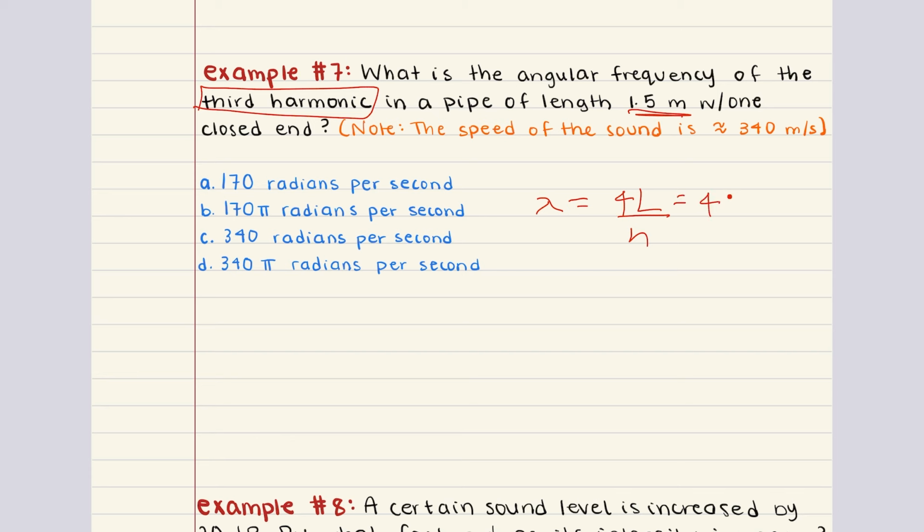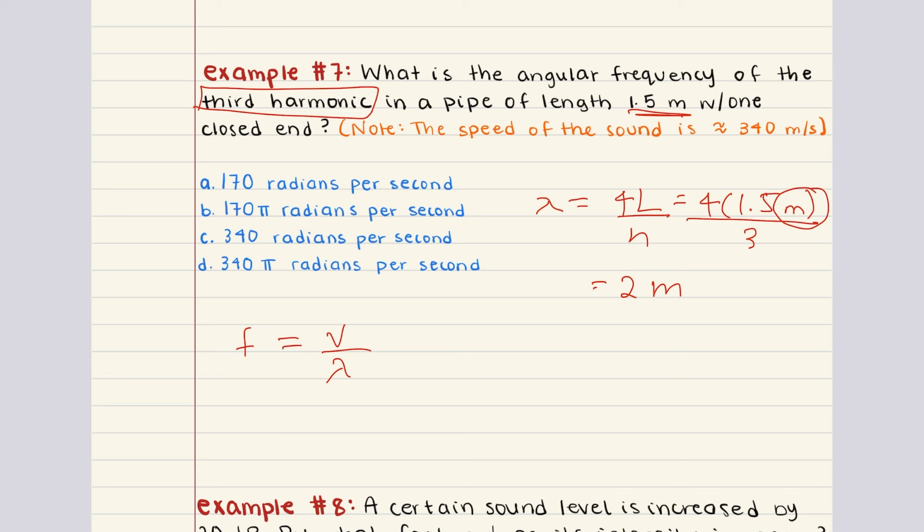Let's go ahead and plug these values in. 4 times 1.5 meters divided by 3. 4 times 1.5 is equal to 6. 6 divided by 3 is equal to 2, and our units are meters. So the wavelength of the third harmonic is equal to 2 meters. Now that we know that, we can calculate the frequency of the third harmonic. The frequency of a wave is related to its speed and its wavelength. It's equal to its speed divided by the wavelength.